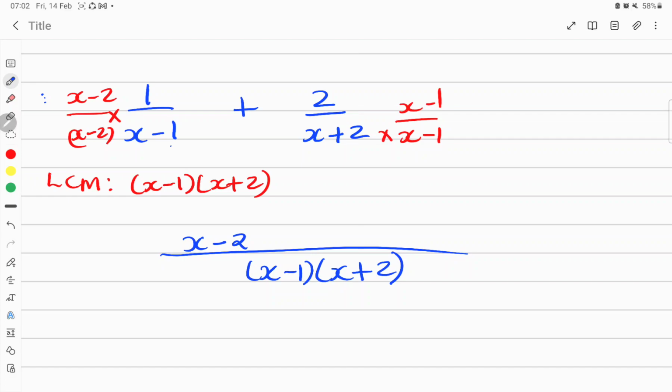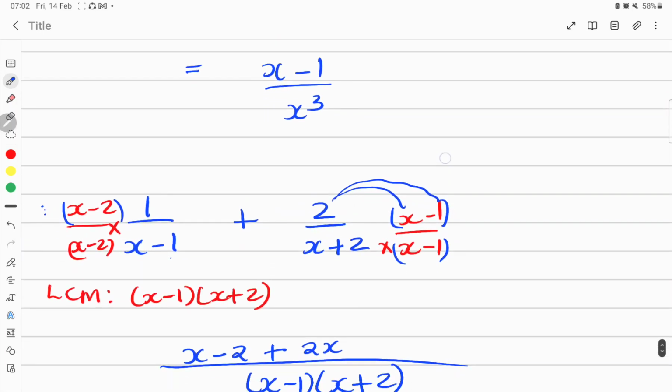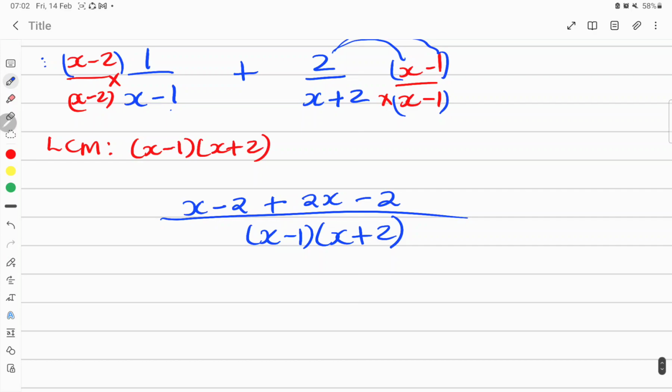It's x minus 2. Now the 2 is there. That 2 is very important. You must put brackets, right? That 2 is very important because we're going to distribute. So it's going to be plus 2x minus 2. Then from there, x plus 2x will be 3x. Minus 2 will be minus 4. Over x minus 1, x plus 2. Then you are done.